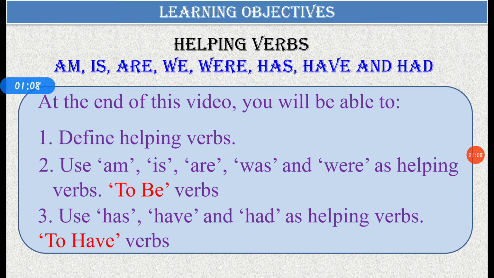Use has, have and had as helping verbs. These three helping verbs are the forms of to have verbs. It means the to be verbs include am, is, are, was and were, and the to have verbs include has, have and had.